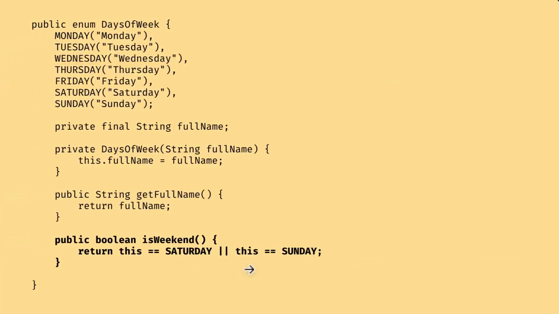In addition to fields, you can also add methods to an enum, just like we did for the getter method for full name. But other methods are allowed too. Here you see an example of a method that determines whether the day of the week is a weekend day. And it's using the equal comparison for enums as we're used to by now.